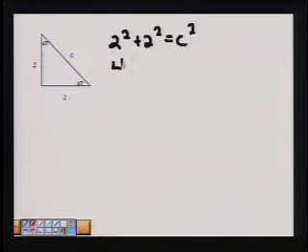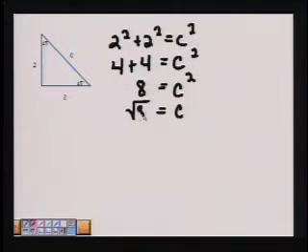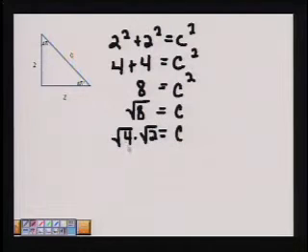By the Pythagorean theorem, we have 2 squared plus 2 squared equals c squared. So 4 plus 4 equals c squared. Therefore, c squared equals 8. So c is the square root of 8. And if you remember how to simplify a radical, we can rewrite square root of 8 as the square root of 4 times the square root of 2, because the square root of 4 is just 2. So we can write the hypotenuse now as 2 radical 2.